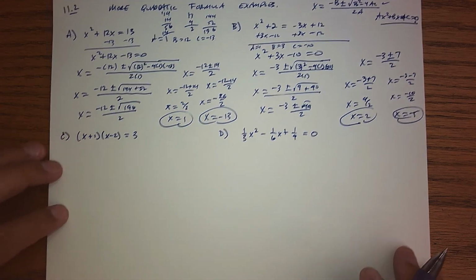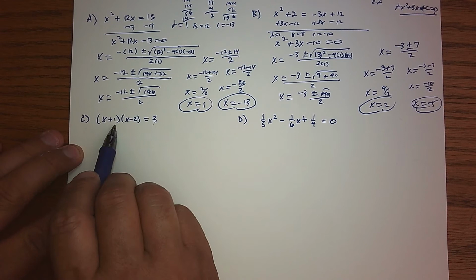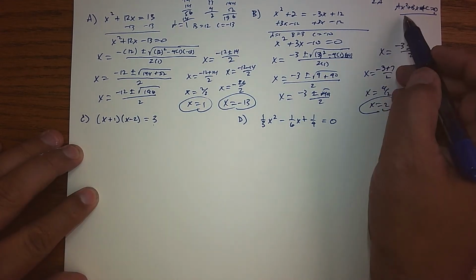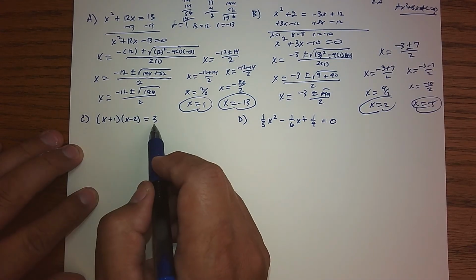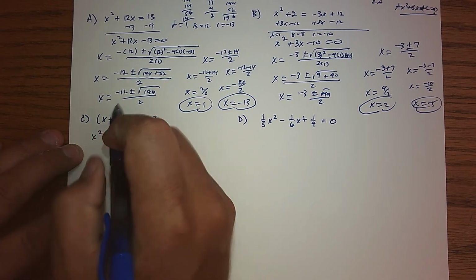Okay, so what about the next one? Well, down here, we're not set equal to 0, so that's one problem. And then over here, this isn't even multiplied out, right? So we have all kinds of issues. So kind of like we did back in the day when we were factoring, we probably need to work in reverse.